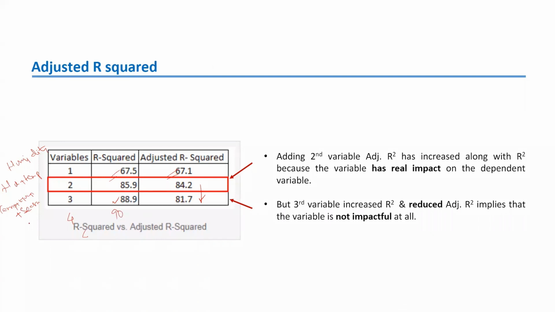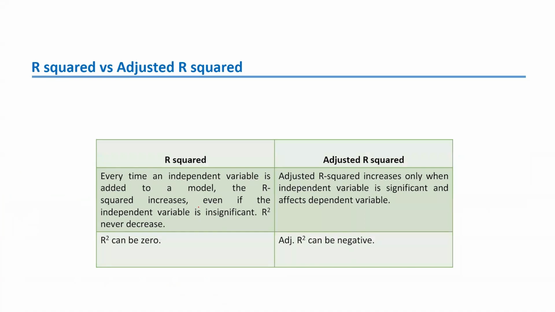Based on whether it is impactful or not, your adjusted R square value will either increase or decrease. Say, for example, if it is impactful, it will be, say, 83. If it is not impactful, it will go to 79. Understood my point? So what we are trying to say is the R square value will increase whether that particular independent variable is significant or insignificant. Adjusted R square only increases when the independent variable is significant and affects the dependent variable. Okay. So that's what we have for linear regression.